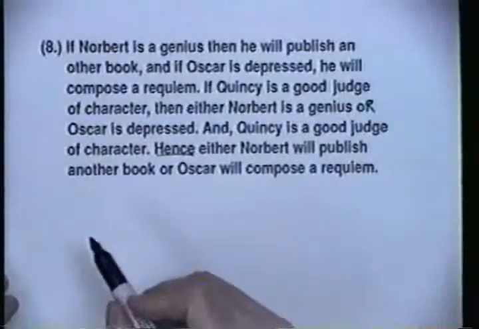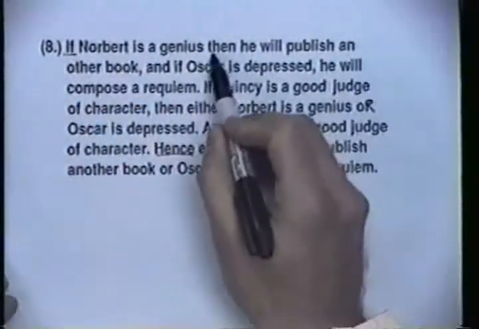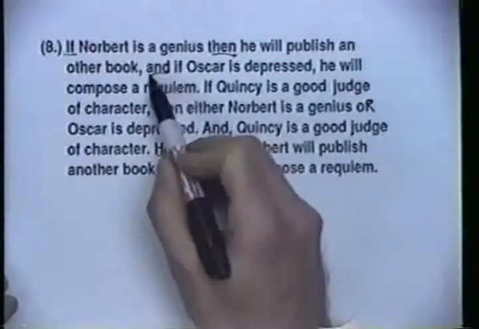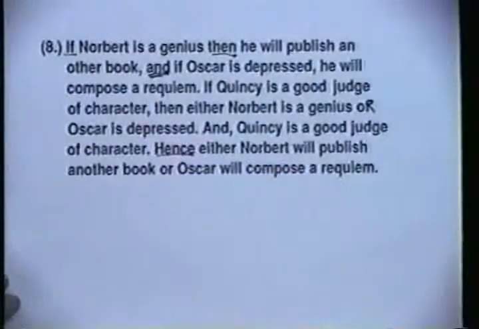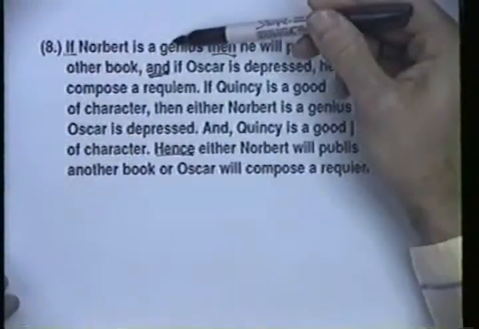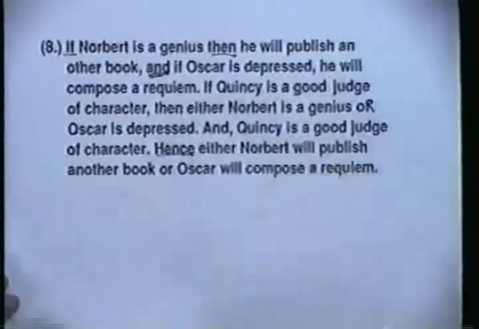Let's work on the first one. What is the main connective? If Norbert is a genius, then he will publish another book, comma, right? So the "and" here shows that this initial sentence is going to be a conjunction of this first conditional and what? Another conditional. If Oscar is depressed, he will compose a requiem.